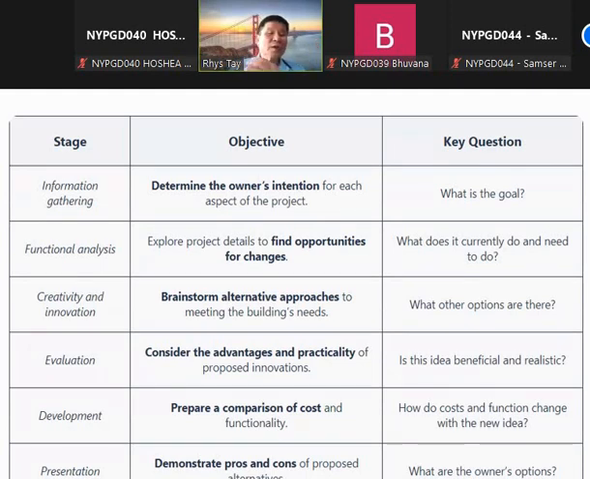Okay, so next one will be creativity and innovation. Brainstorm alternative approaches to meeting your building needs. What other options are there? It could be the architect's design using a software approach. But their design is in 2 dimensions. Now, the latest in the market, they have 3-dimension software to develop your building into a virtual building where you can see every corner of the building.